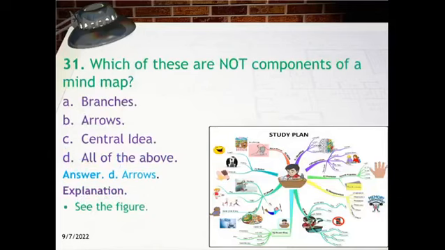31. Which of these are not components of a mind map? A. Branches. B. Arrows. C. Central idea. D. All of the above. Answer: B. Arrows. Explanation: See the figure. A mind map consists of a central idea, branches, and sub-branches.